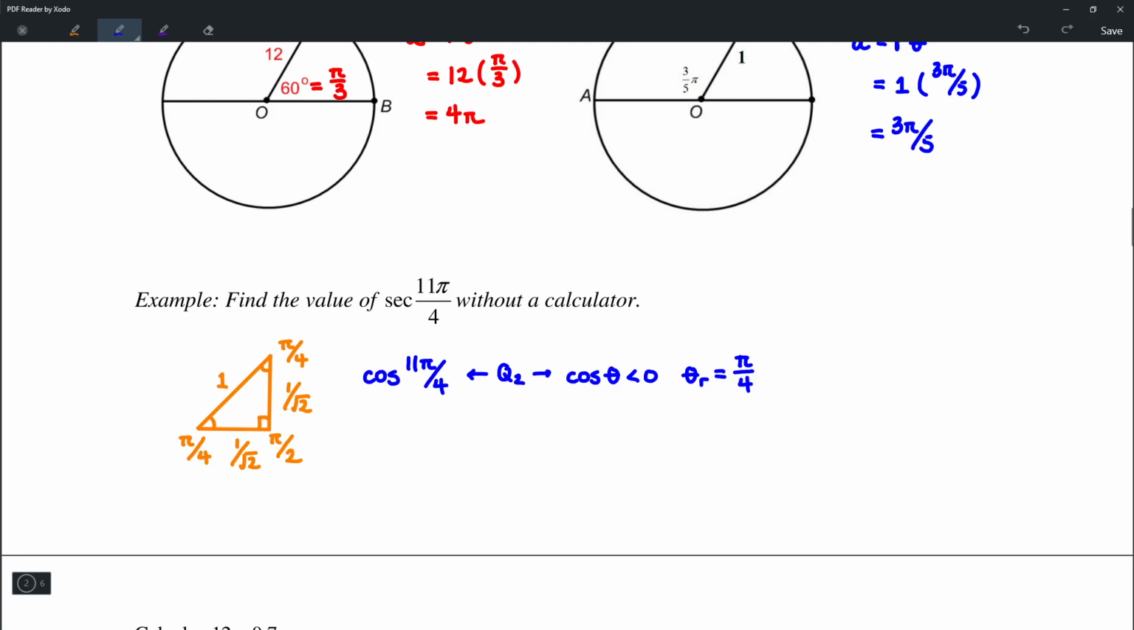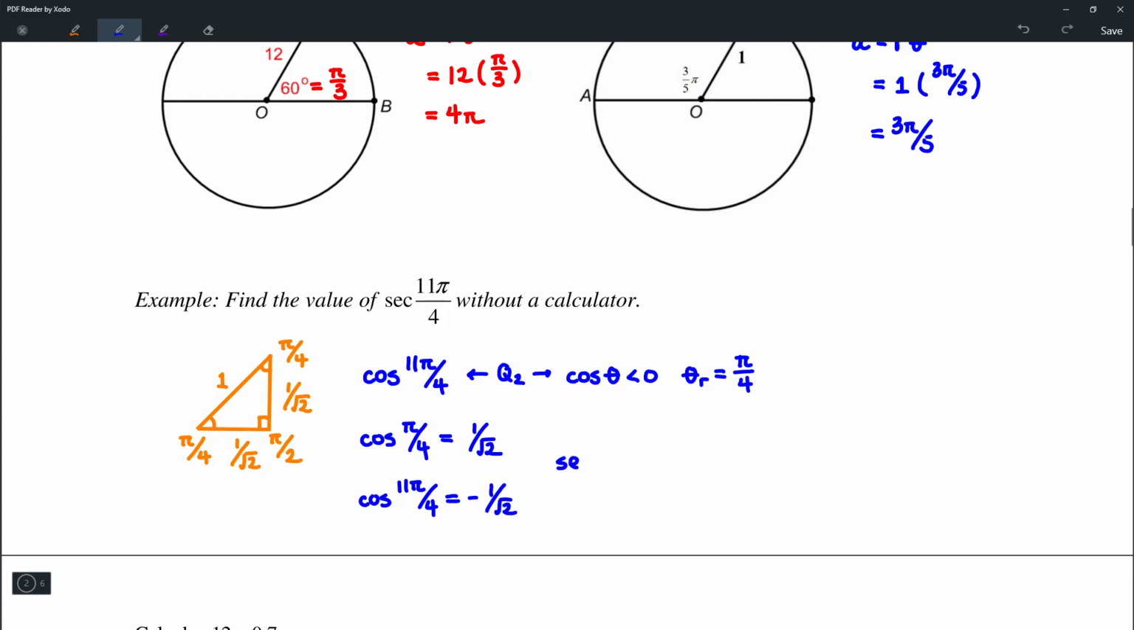So from there, we can simply find the value of cosine pi over 4. So we know that cosine pi over 4, based on the special triangle that we have on the left, is going to be 1 over root 2. And so we know, based on the above, that since we have an angle in quadrant number 2, where cosine is negative, cosine 11 pi over 4 is going to be equal to negative 1 over root 2.